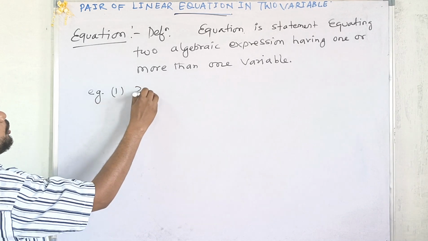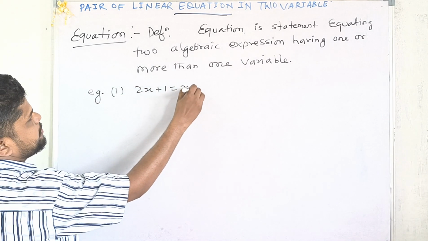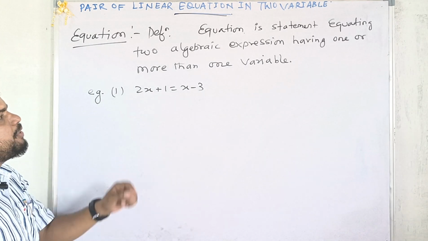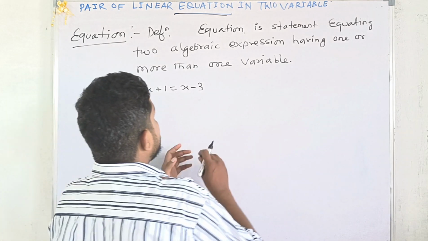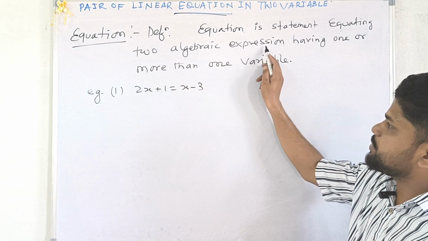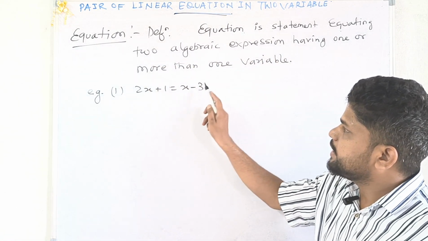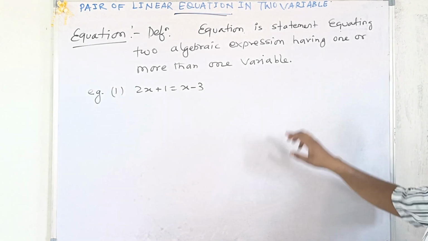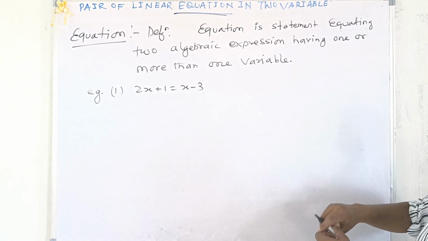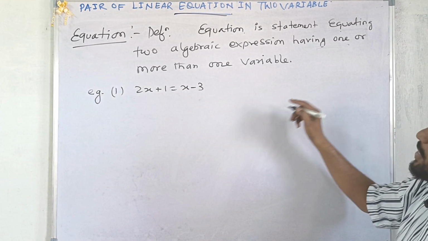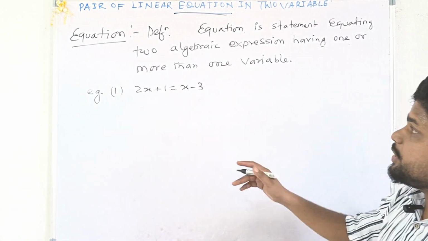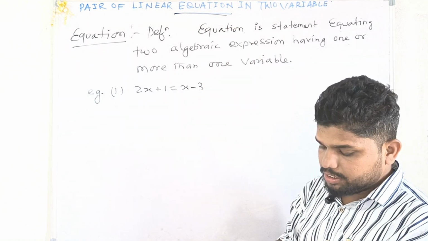Example, 2x plus 1 is equal to x minus 3. Here, by the definition of equation, you can see this is an equation. Why? Because here we have equated, as per the definition, two algebraic expressions. This is the first algebraic expression, dear students, and this is another algebraic expression, having one or more than one variable. Here the variable is only x, so we have used only one variable. That is, 2x plus 1 is equal to x minus 3 is a statement which is said to be an equation.